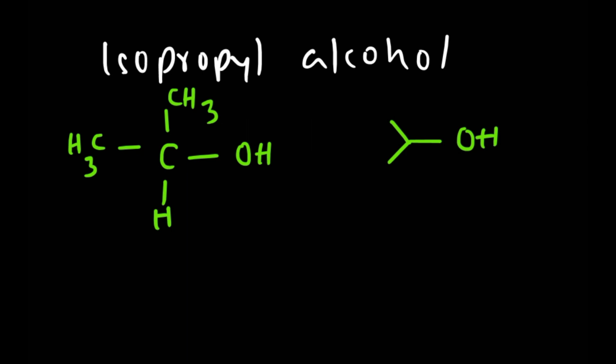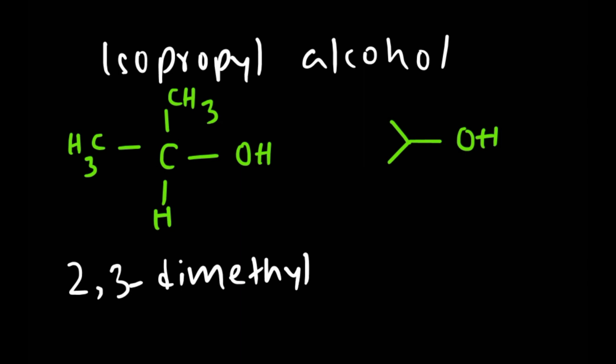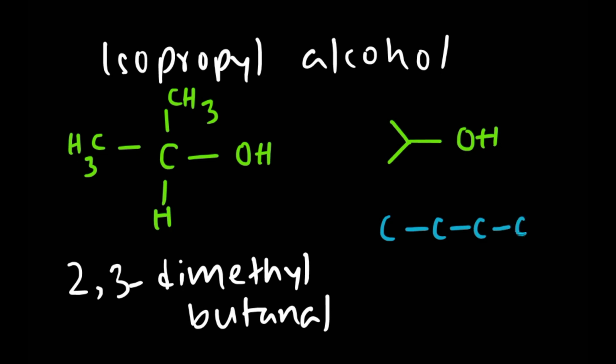Another example: 2,3-dimethyl butanol. Butanol means 4 carbons will be there, 1, 2, 3, 4, and butanol, aldehyde, so the first carbon will definitely be the aldehyde group. And here 2,3-dimethyl, so if this is 1, then definitely this will be 2, and this carbon will be 3. So 2,3-dimethyl butanol.